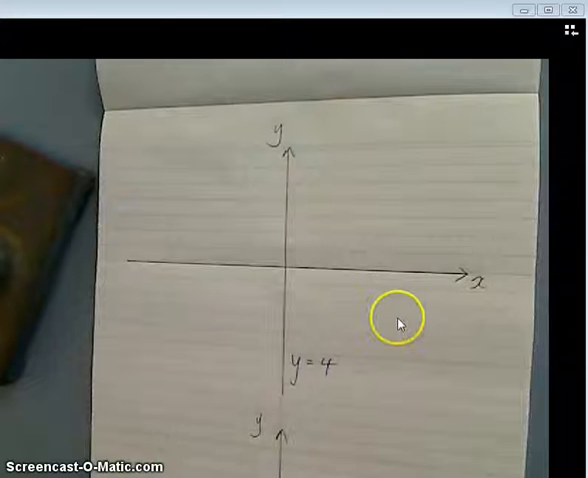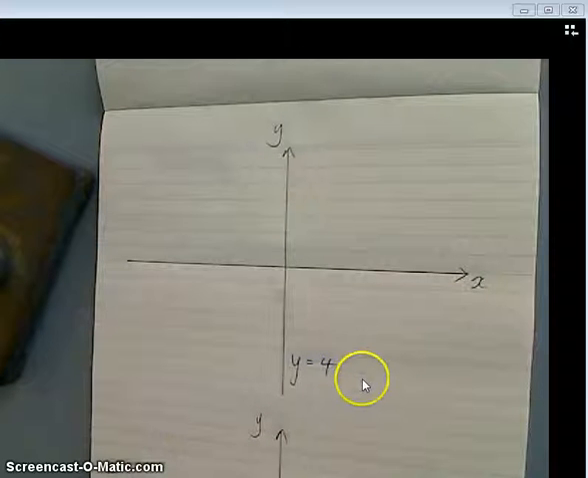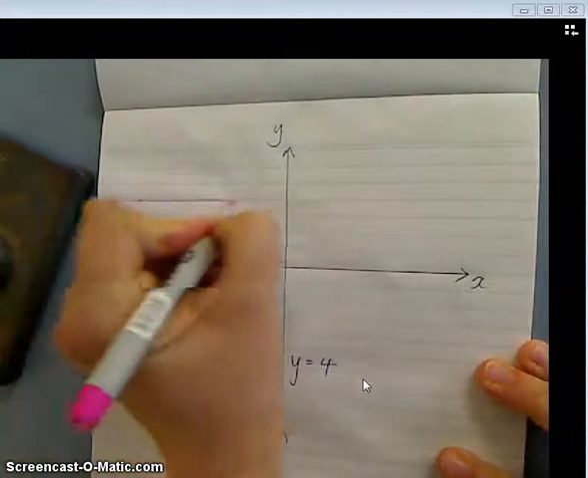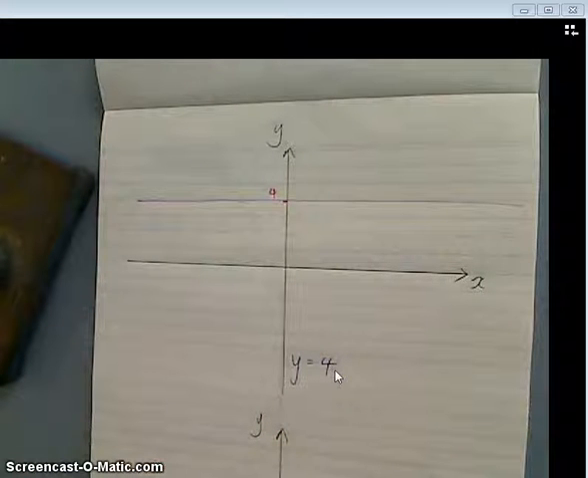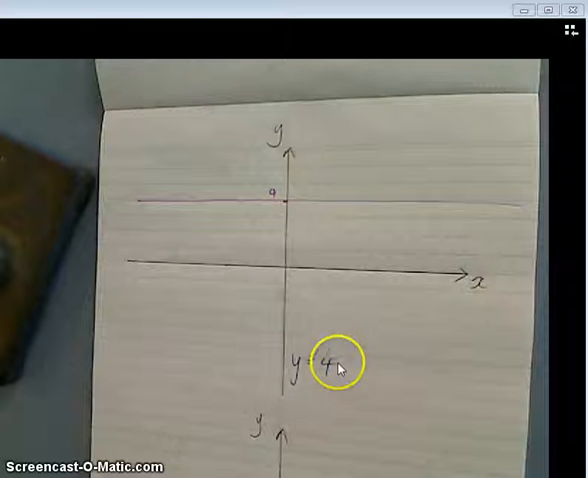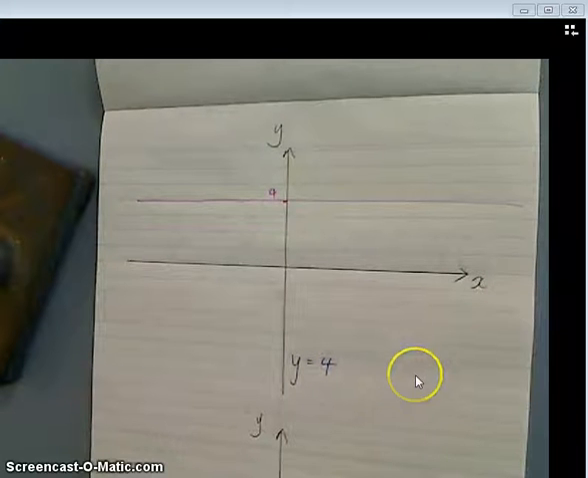Just going to look at some special ones here. So we've got y equals 4, and then there's no x, so that means we've got a horizontal line. Y is always 4, doesn't matter what x is. In this case, the gradient of a horizontal line is 0. It's like we had 0x here on the end.